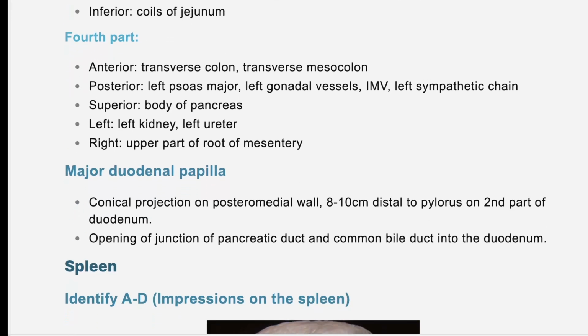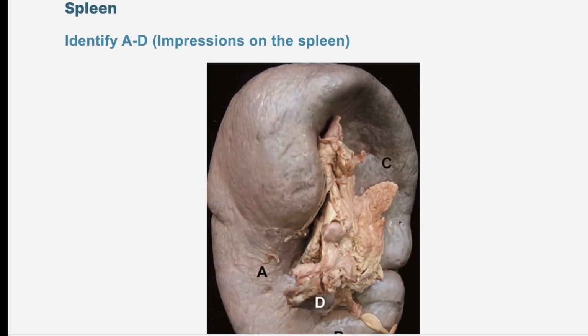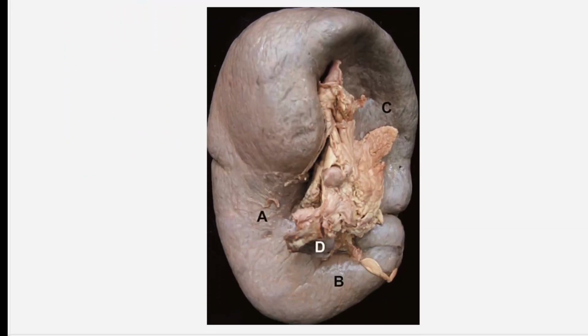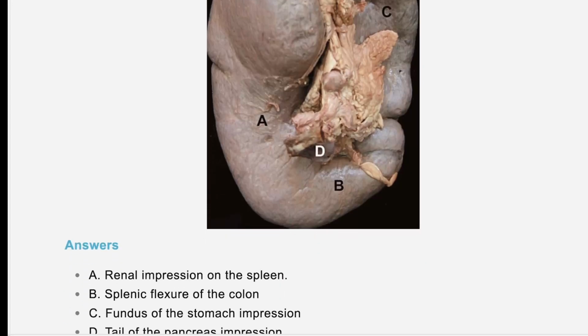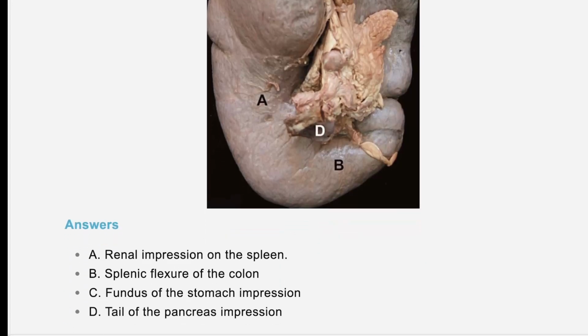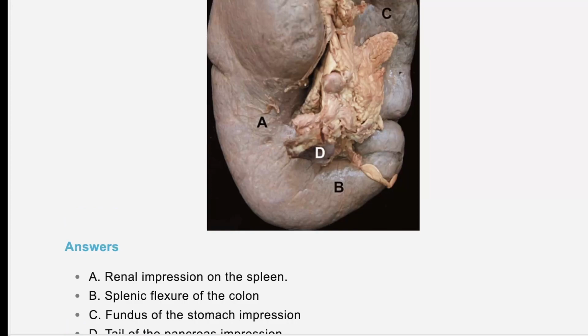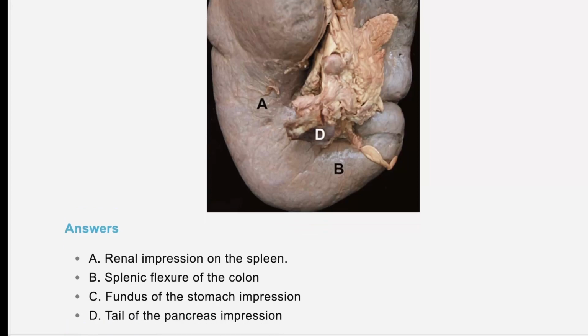The spleen next, we need to identify these impressions. As we can see here, D is the tail of the pancreas, A is the left renal impression on the spleen, B will be the colic impression, and C is the gastric impression on the spleen. Okay, and of course this is the hilum, the fatty area at the hilum on the spleen as well.